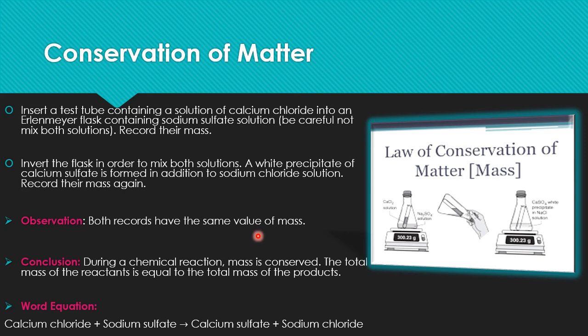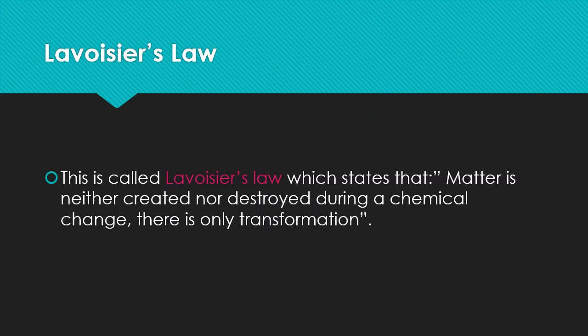So mass is conserved. What do we mean by mass is conserved? The total mass of the reactants used at the beginning of the chemical reaction is equal to the total mass of the products, the new substances formed during the chemical reaction. The reactants here are calcium chloride and sodium sulfate, so their total mass will be equal to the total mass of the obtained products, calcium sulfate and sodium chloride. This conservation in mass is represented by a law called Lavoisier's law, which states that in a chemical reaction there is only transformation, matter is conserved.